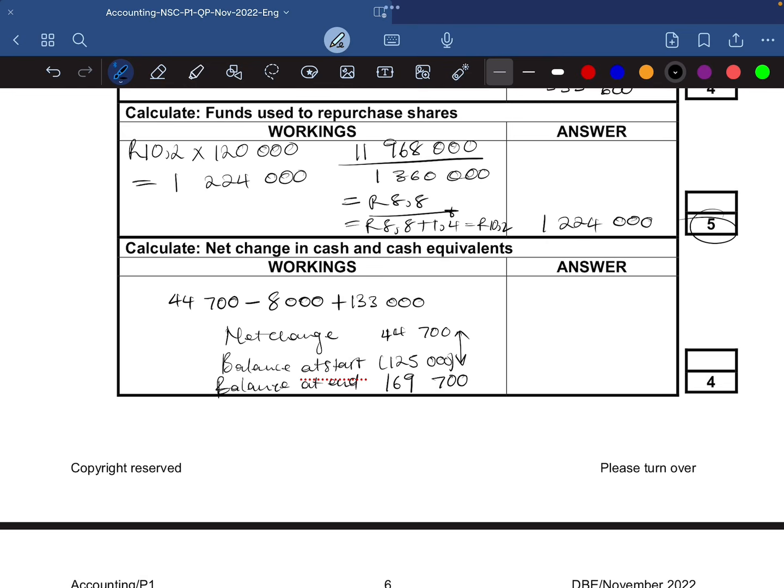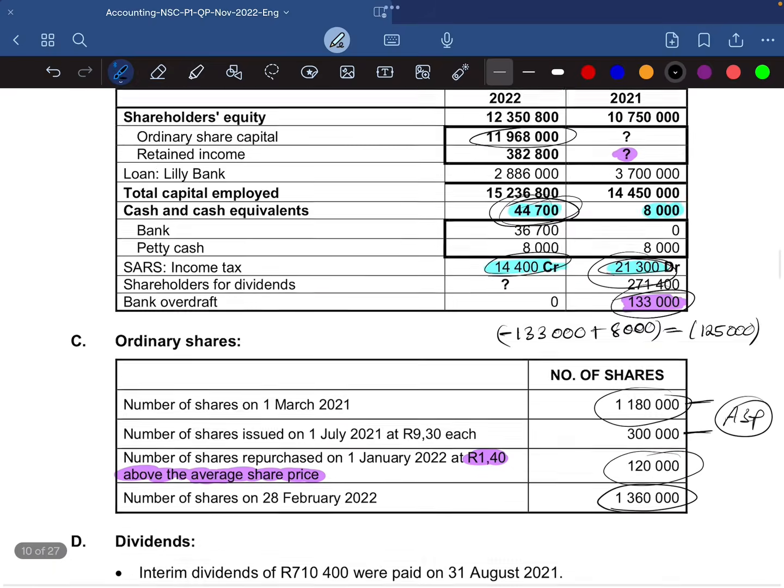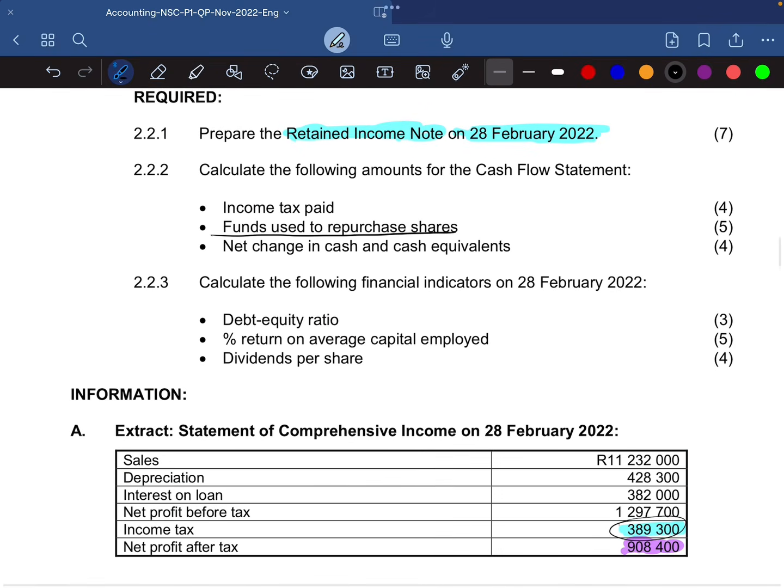to negative 125,000, such that we get 44,700. I really hope that is clear. It might be a bit confusing, but don't be afraid to rewind the video and watch how I did that once again. So this is another way that you could do it, the linear method, because we work in different ways. So here it's 169,700.